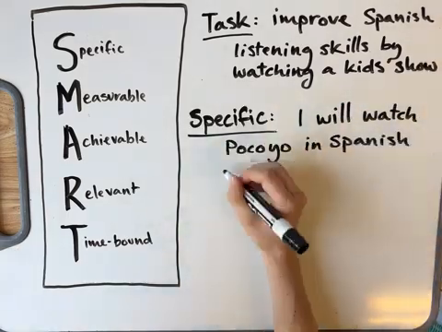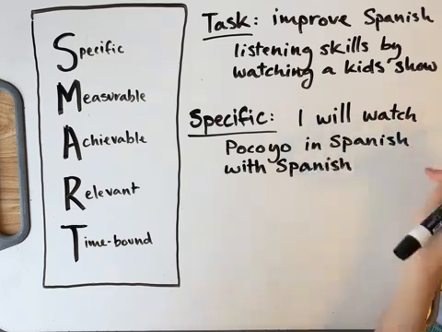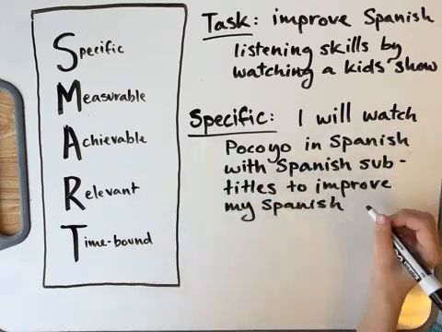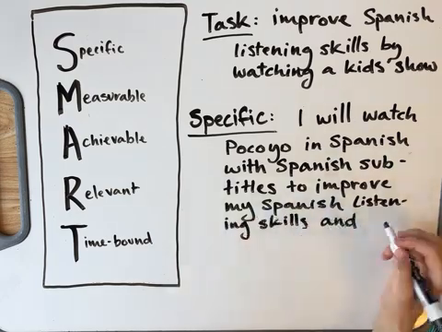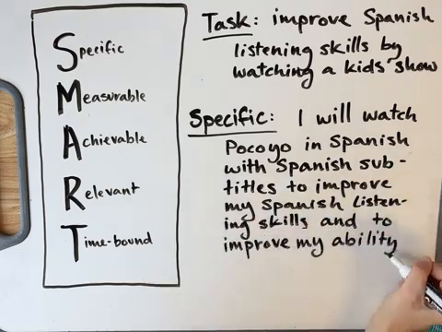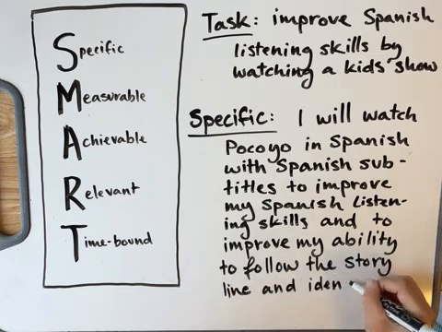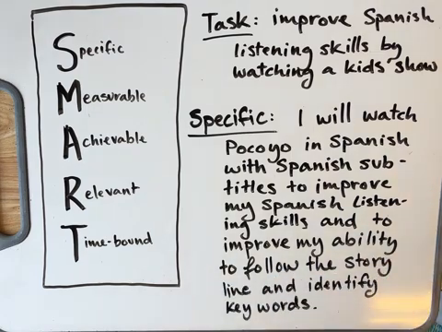We'll say that we will watch it in Spanish since after all we are trying to improve our Spanish listening skills. We'll also add that we will use Spanish subtitles rather than English so we can connect written vocabulary to what we hear. Also, since our end result is trying to improve our Spanish skills, we'll make it specific by saying we would like to follow the storyline and identify keywords.